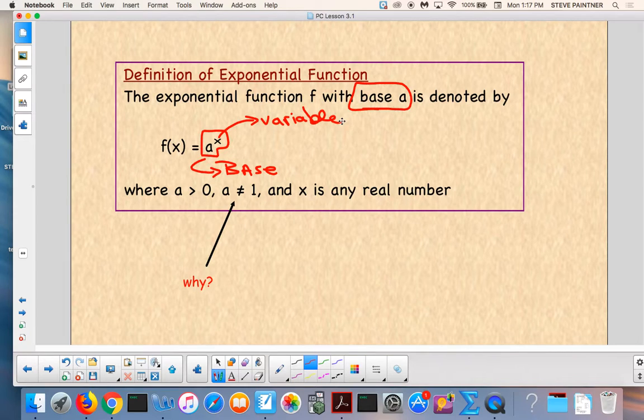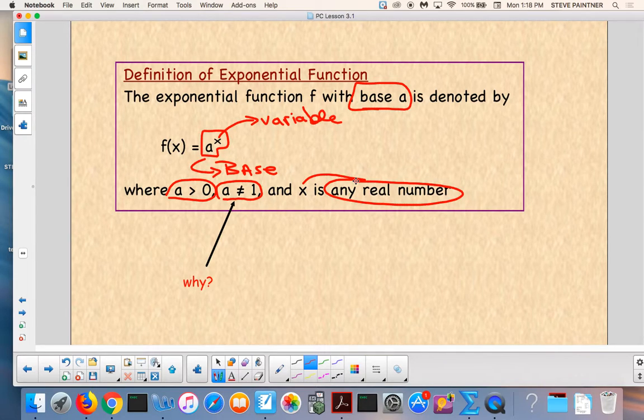All right? Where a must be what though? So I've got to give you 2, 4, 6, 8 to the x. Can I give you negative 2 to the x? No, I can't do that. A can't be 1. And x, the variable, has to be what? Any real number. Okay?